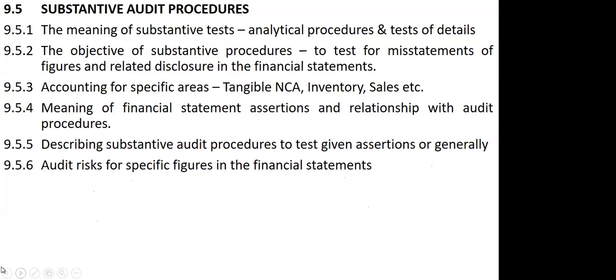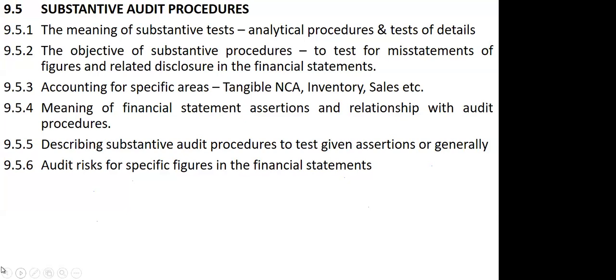Your procedure must be related to the assertion that you are testing. For example, you can't say inspect the motor vehicles, the tangible non-current assets. And what is the assertion? Rights and obligations. That is wrong, because inspecting a motor vehicle does not confirm that it belongs to the client. The correct procedure will be inspect the white book, which is the evidence of ownership. When you inspect the white book, you expect it to be in the name of the client. So there must be a correct relationship between the procedure and the assertion.